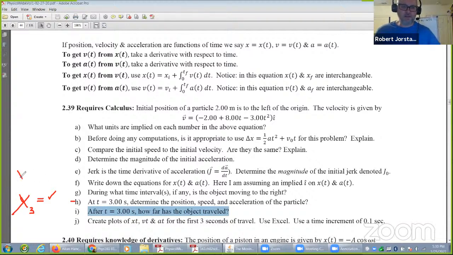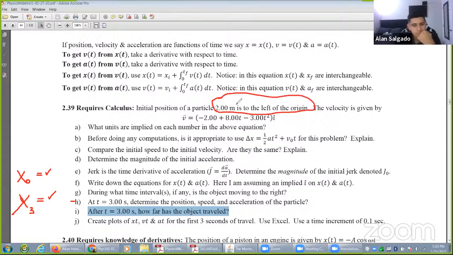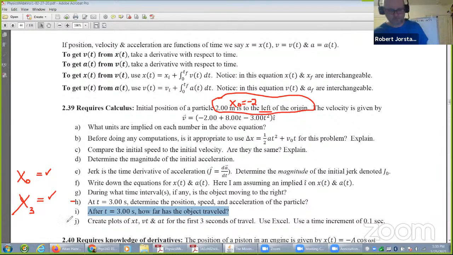Okay. And don't we also know X at 0? I think we know that. That's -2, right? And again, I'm leaving off the units and the i hat. It's to the left. That's why it's negative.